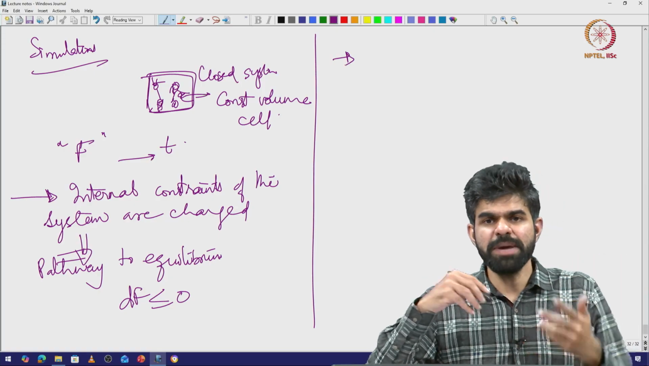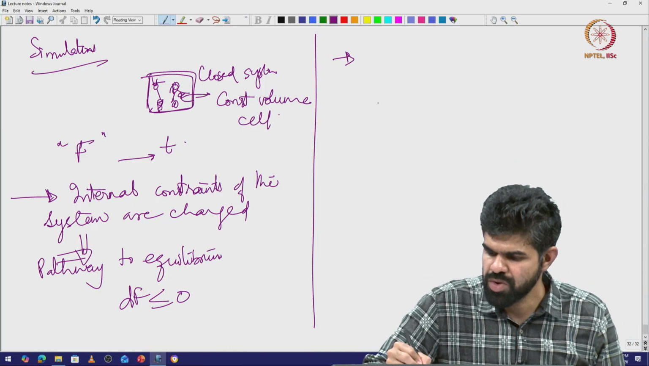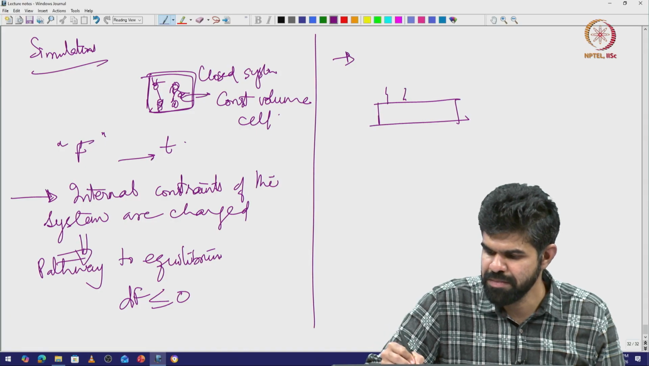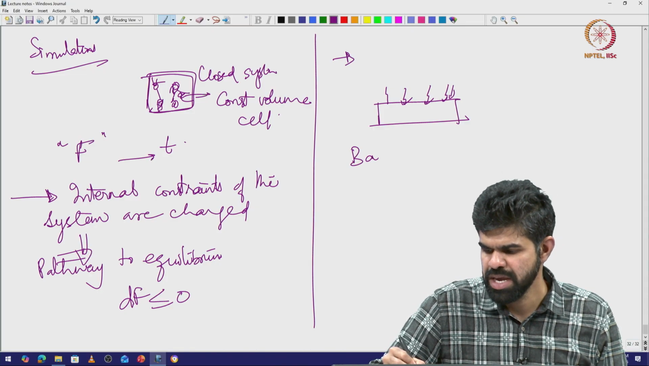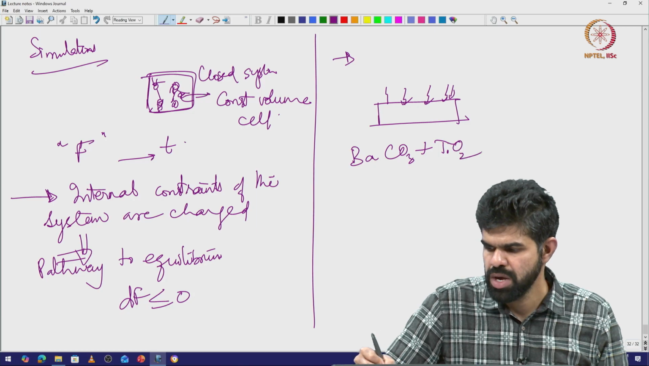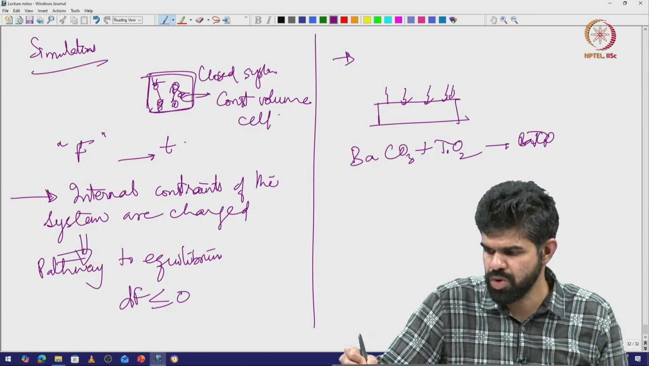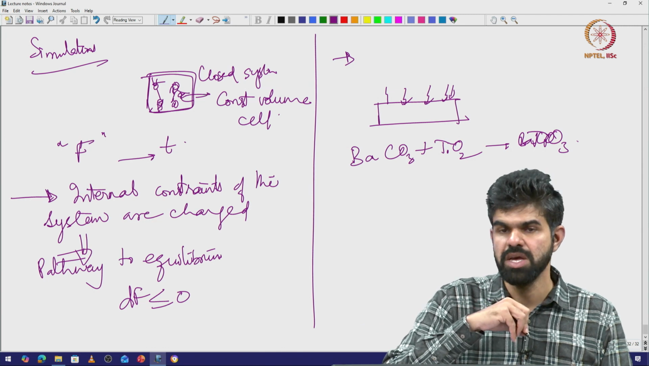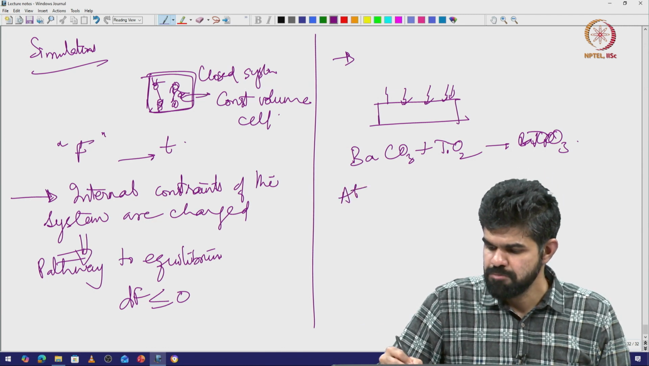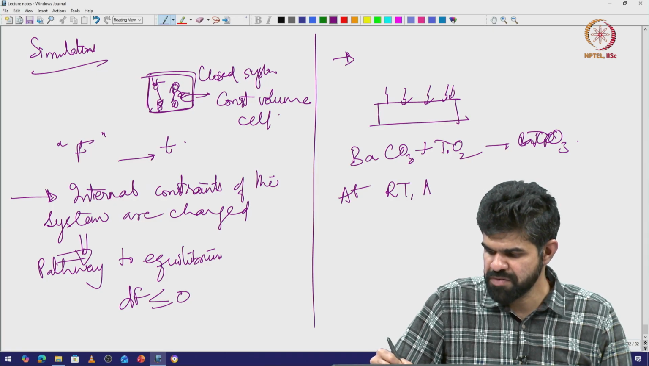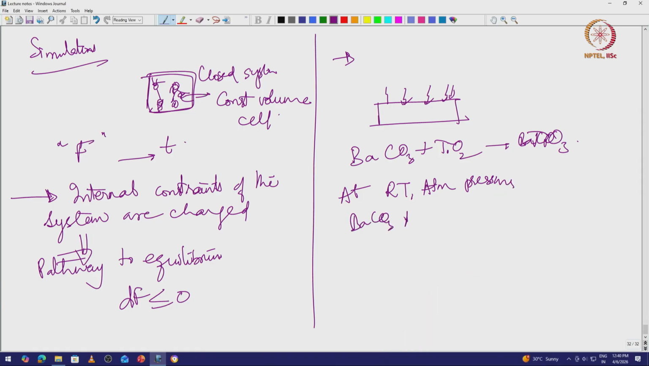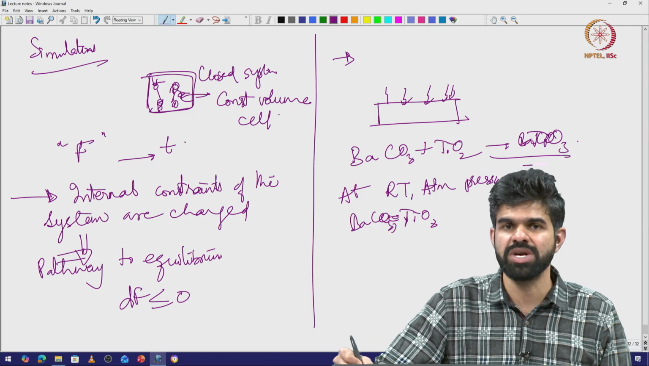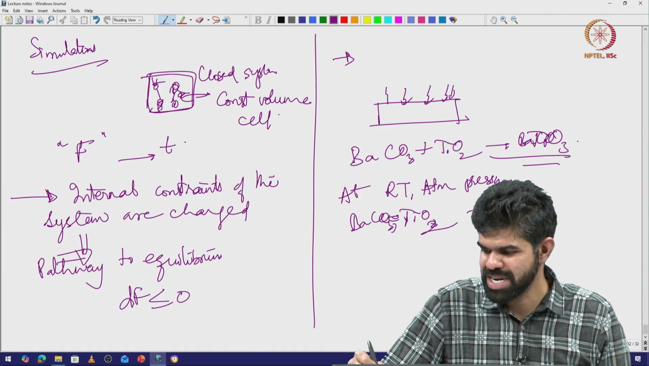Now, typically what do I do? Let us say I am growing some thin film. I want to do this reaction: BaCO3 plus TiO2 gives rise to BaTiO3. At room temperature and atmospheric pressure, I put BaCO3 and I put TiO2. They both are in equilibrium with each other, they both coexist with each other, but this reaction is not happening. So no reaction.